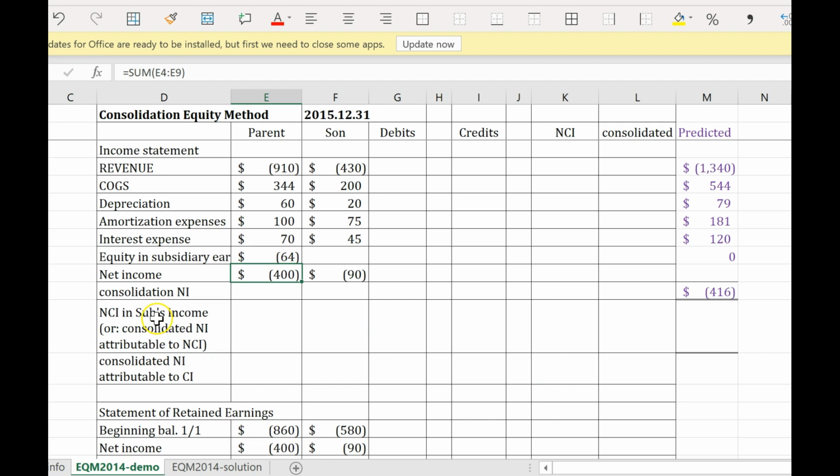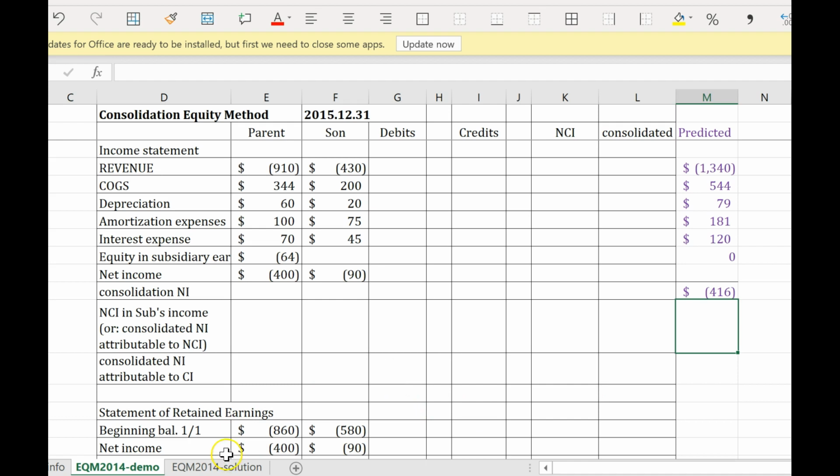What is the NCI in subsidiaries' net income? This is the NCI's share of the subsidiary's net income, which is also the consolidated net income attributable to NCI. That means we have the total net income 416, a portion of it is attributable to NCI. That is the NCI's share in the subsidiary's net income. Pay attention, NCI does not share CI's net income, so you won't see an NCI's share in the parent's net income. That wouldn't exist because NCI does not hold the shares of the parent.